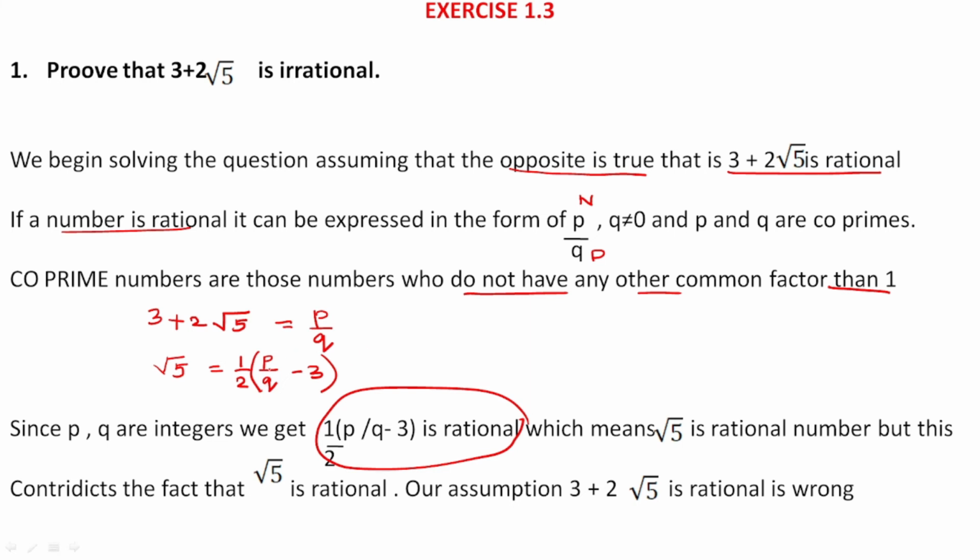So if half of p by q minus 3 is a rational number, obviously it means that root 5 is also rational, which is wrong. This is contradicting the fact that root 5 is irrational. So whatever assumption we made in the beginning, that 3 plus 2 root 5 is rational, is wrong. So therefore 3 plus 2 root 5 is an irrational number.